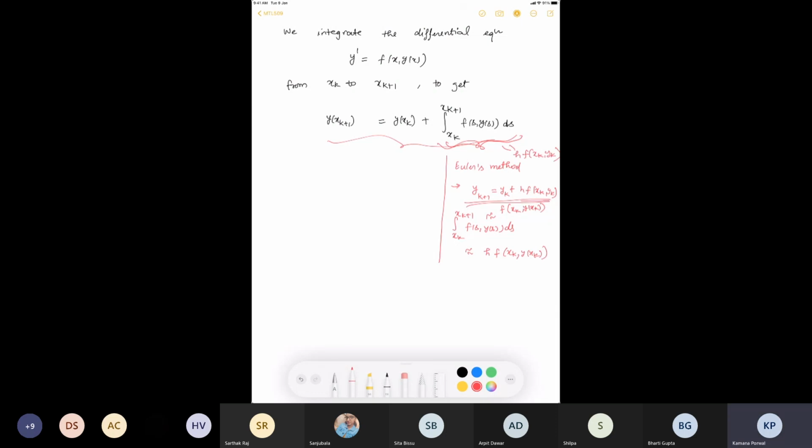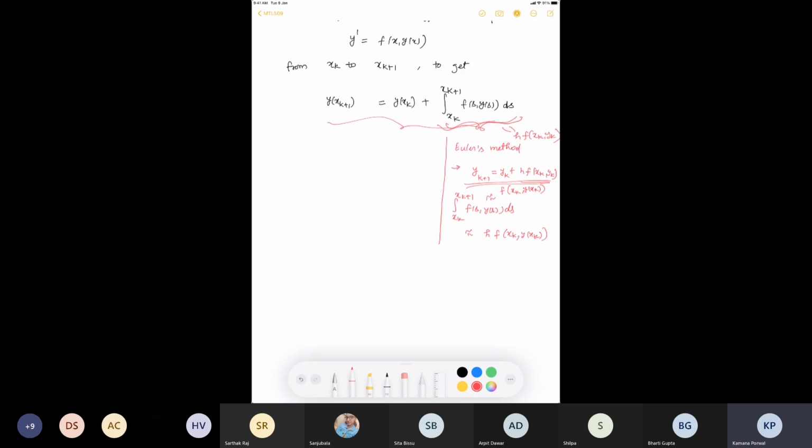But what do we do in the modified version? How do we modify it? Instead of approximating f by a constant, because when we approximate by a constant we get the Euler's formula, I'm going to use a trapezoidal rule. Trapezoidal rule meaning I'm going to approximate this function by a linear interpolating polynomial, right? Or directly I have a trapezoidal rule, so I can directly apply it for this term. That's what I'm going to do. So we are going to use the trapezoidal rule.